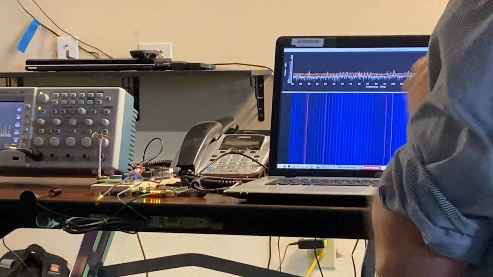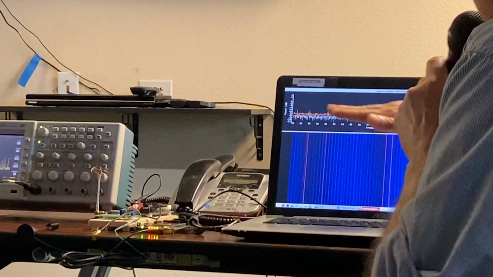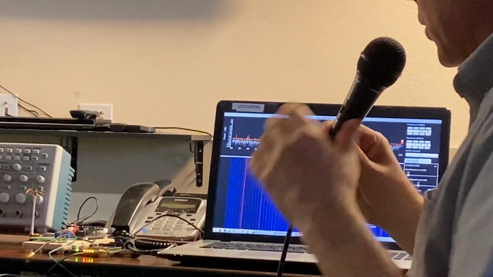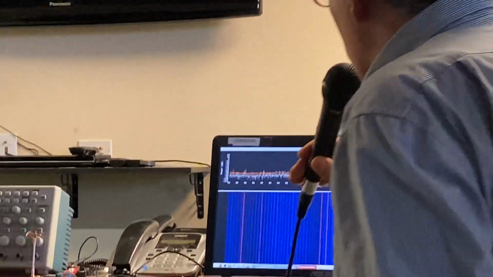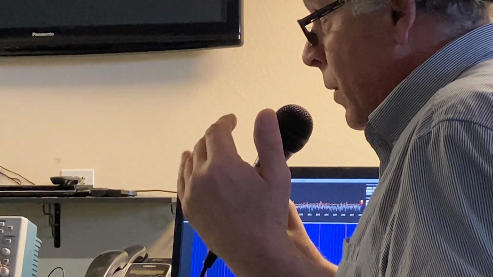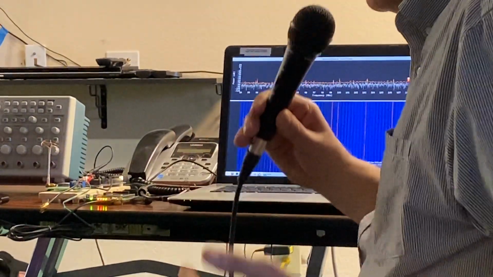So now you understand. This is the spectrum, and this is the waterfall that shows the time evolution of the spectrum. And now I'm going to show you a Wi-Fi router, because that's one of the biggest emitters in our homes, and that's the one that you really want to get rid of. And I'll show you what that does.